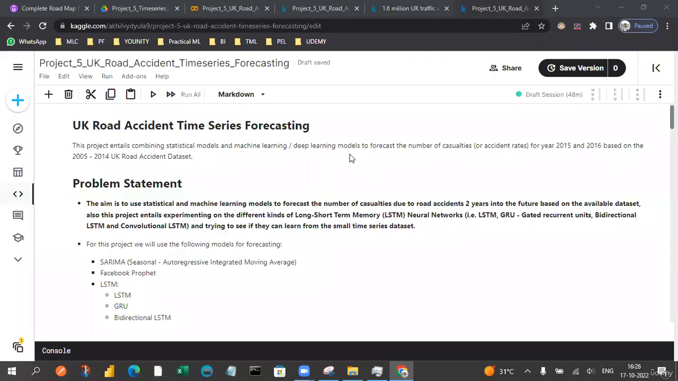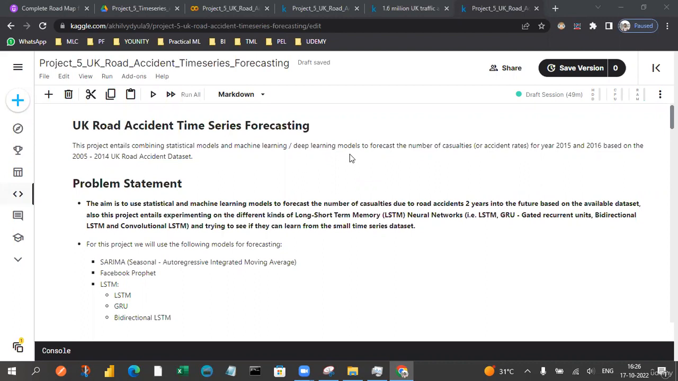Since we already learned about the EDA analysis and how to draw some of the different regions, whether they have the peak value or very low frequency of values with the number of casualties, let's look at the modeling perspective. How does UK road accident time series forecasting help to predict future accidents?